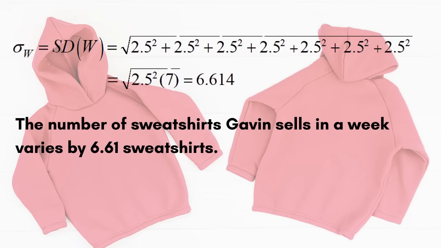So after we did all this work, we know that in a week, we expect Gavin to sell 109.9 sweatshirts in the long run, which means if we looked at many weeks, we'd expect 109.9 sweatshirts per week, but some weeks he's going to sell more, some weeks he's going to sell less, so the standard deviation is 6.61. A little bit confusing there at the end with combining random variables, but hopefully you understand those very simple rules.